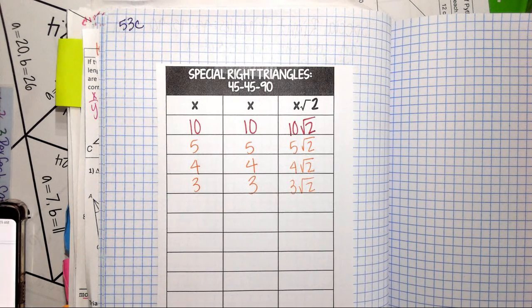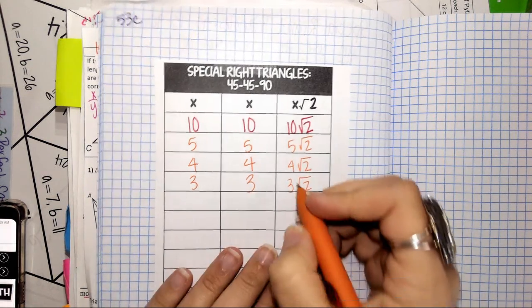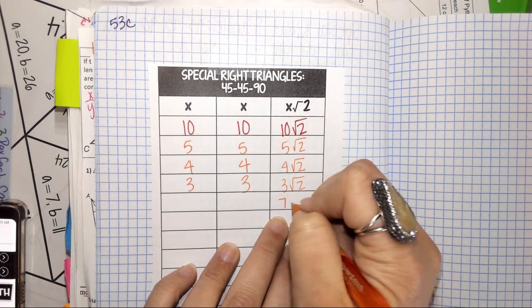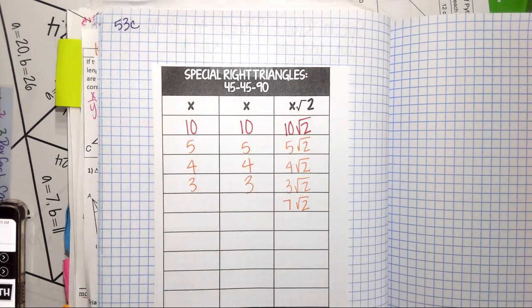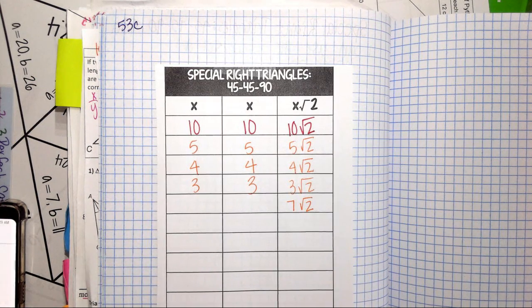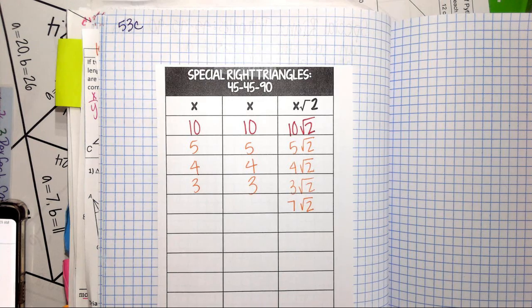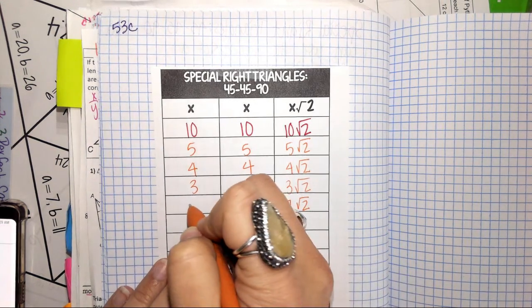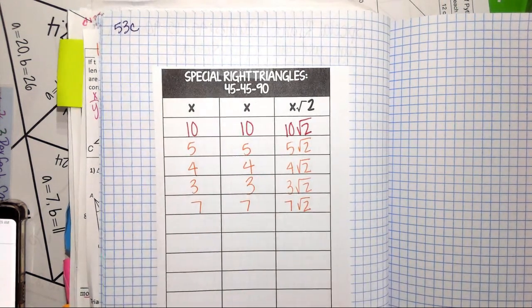So what if I told you that this was 7 root 2? And that's all I gave you, and I needed you to find x. What would you do? Why would it be 7? Because it's all the same. Okay.